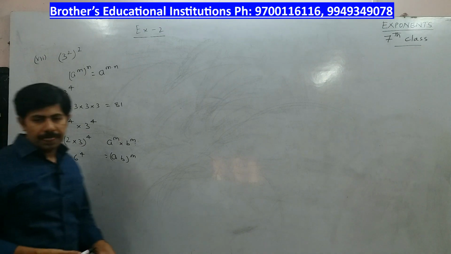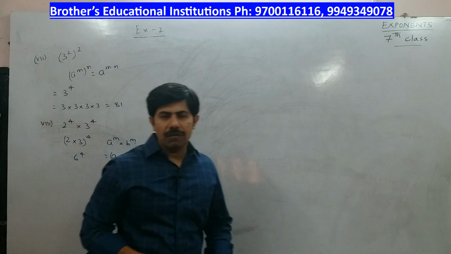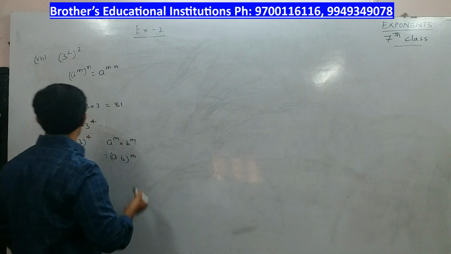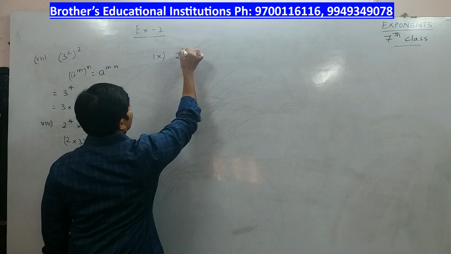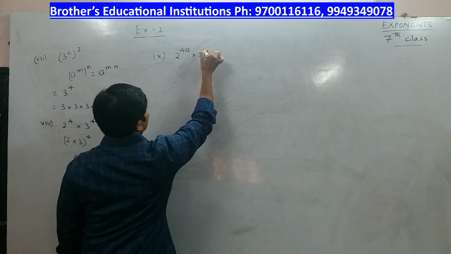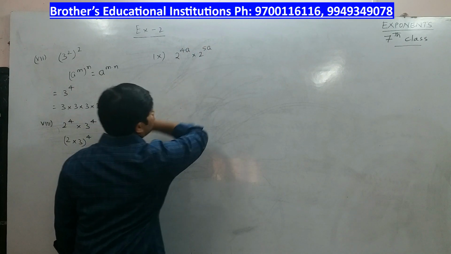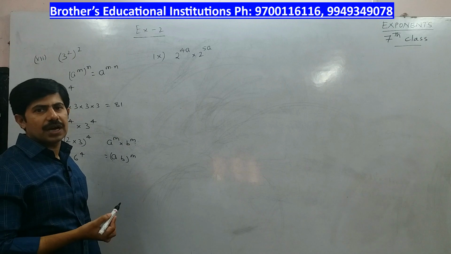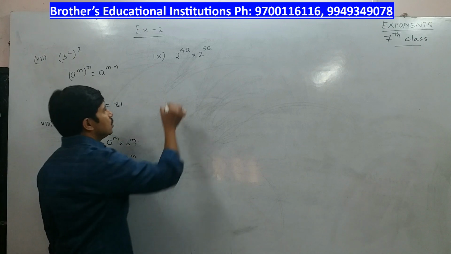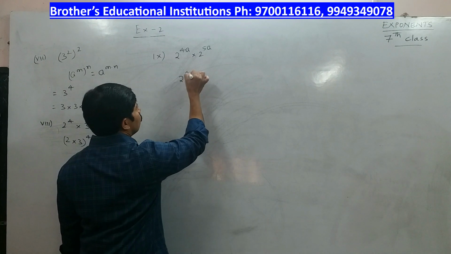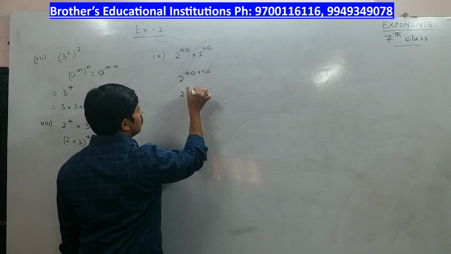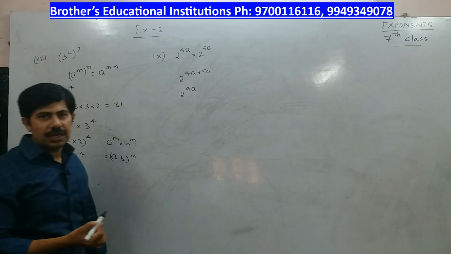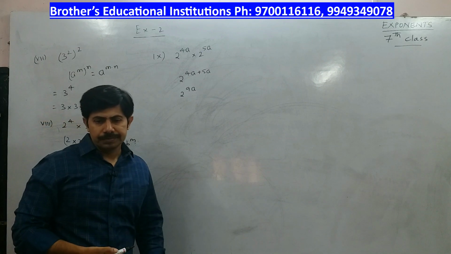So next one is 2 to the power of 4a into 2 to the power of 5a. So here the bases are same, we can add the powers. So 2 to the power of 4a plus 5a. So answer is 2 to the power of 9a. Okay, so this is over.